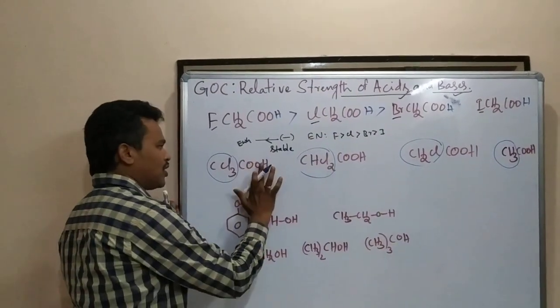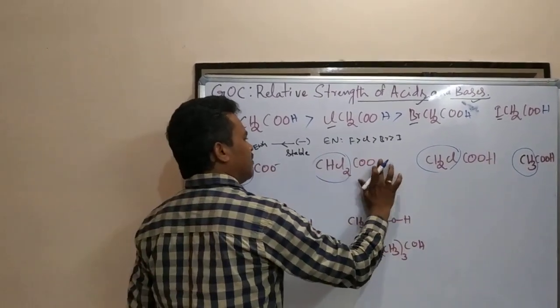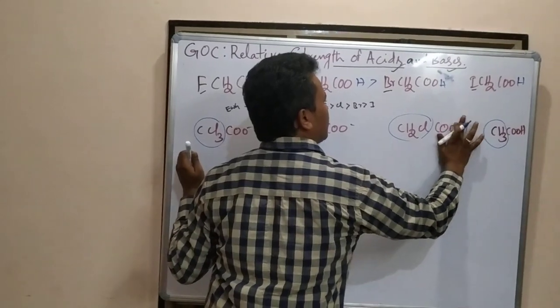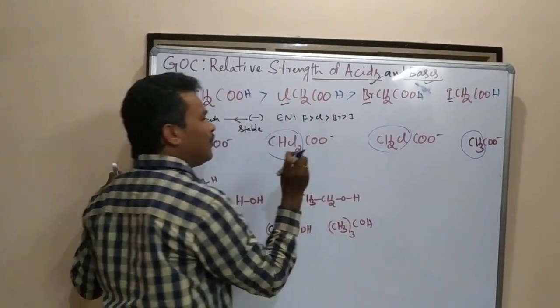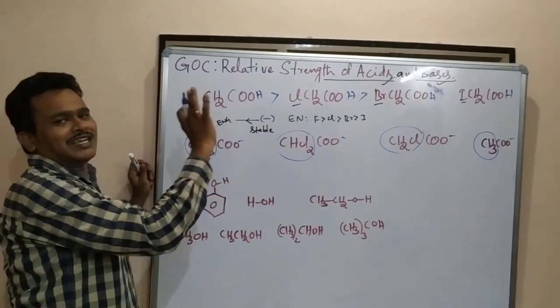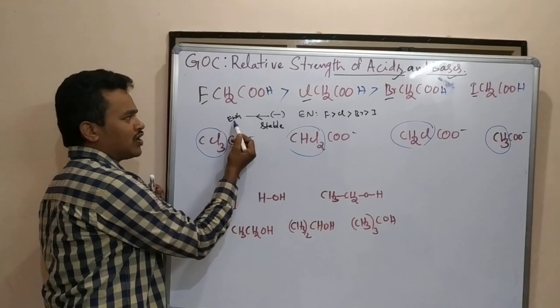As usual, what is our process? The carboxylate ion must be stable. So minus, here it will be minus, I decided. Minus I am giving here, minus also I am giving here. That negative part is stabilized, which means that acid is a strong acid. Again, the negative part can be stabilized by electron withdrawing groups.